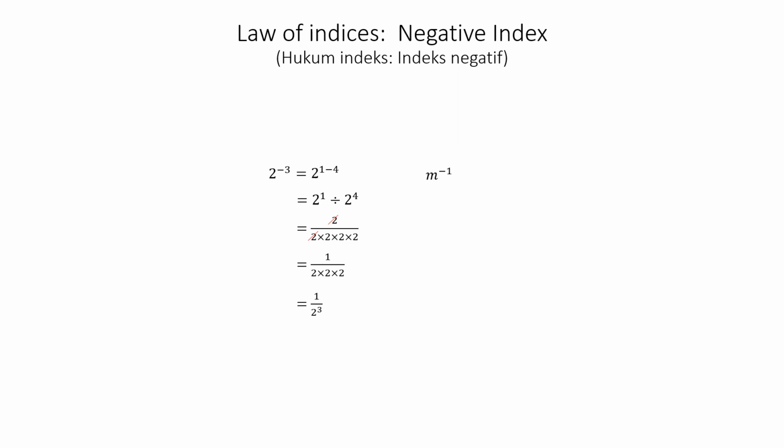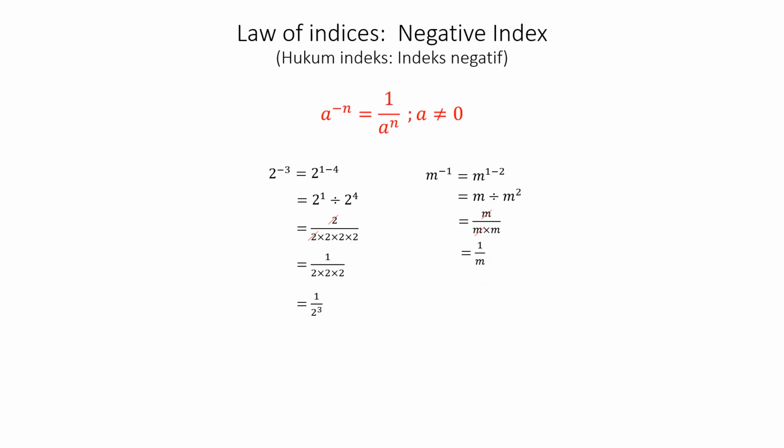Let me give you another example. M to the power of negative 1. Negative 1 you can write as 1 minus 2. And a minus power is actually a division of the same base. So it is M to the power of 1 divided by M to the power of 2. You can write it as a fraction: M over M to the power of 2, meaning M times M. You simplify it, you'll get 1 over M. So M to the power of negative 1 is equal to 1 over M.